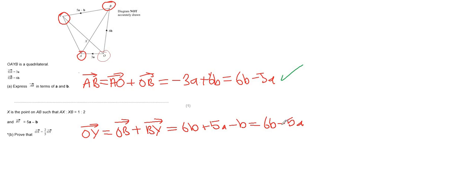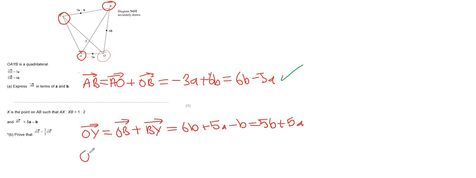Oh, sorry, what am I doing? Sorry, my apologies. That's 5b and 5a, isn't it? So I've got a b and I'm taking away a b. That's 5b and I'm adding 5a. So 5b and 5a. Brilliant. Right. Okay, now I've got to show that OX is equal to 2/5 of this.